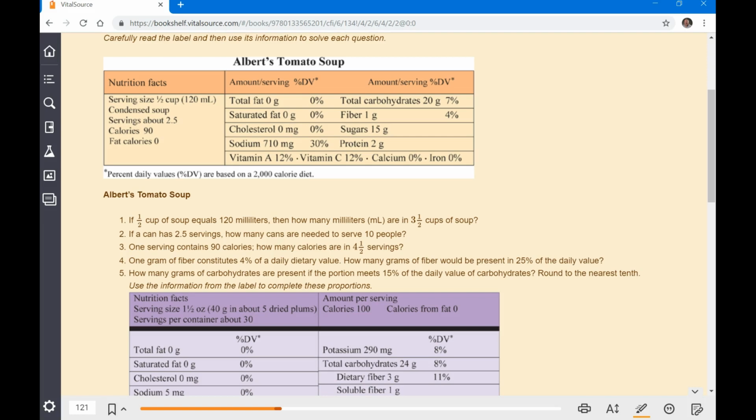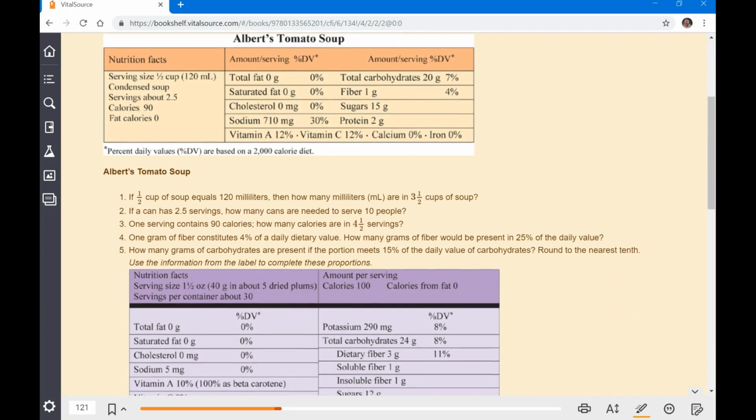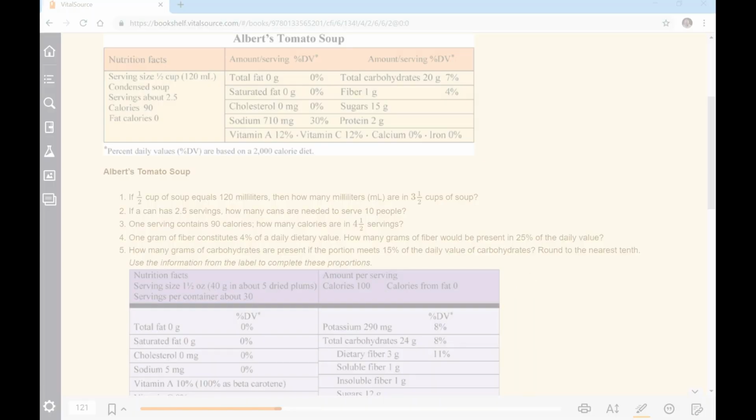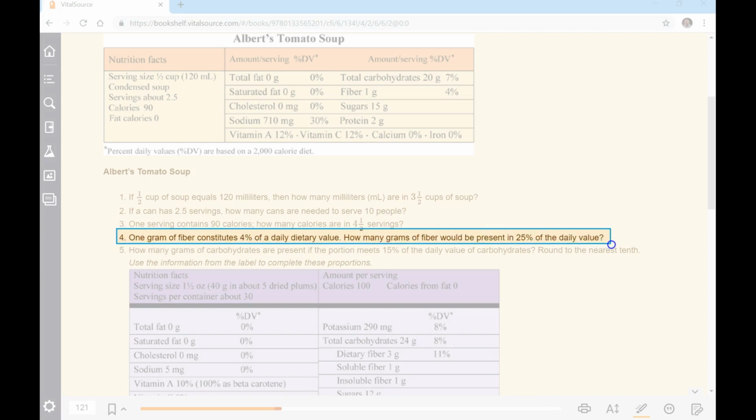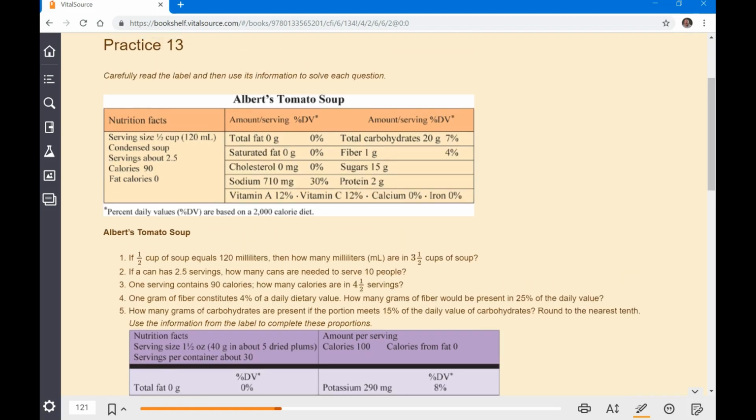So let's look at the last section, which would be practice with food labels. So we'll use these labels to solve some of these questions, and just have a look at the questions. Let's look at number 4. One gram of fiber. I'm going to put the chart in the two so we know what's going on.